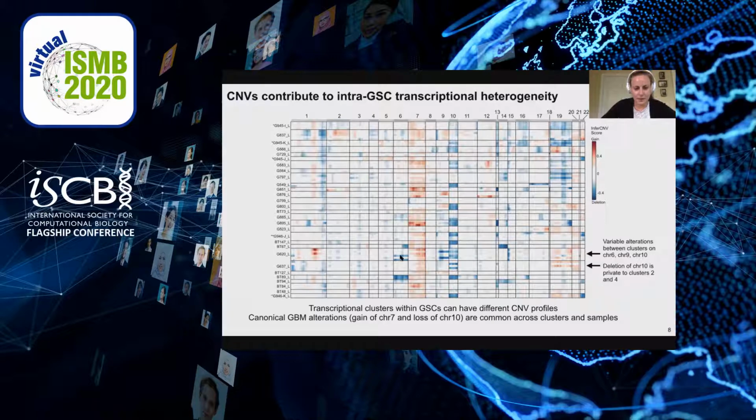So in some cases, 2 of the clusters here have a deletion of chromosome 6. Same thing goes for 9, where there's variable alterations across that. And also 4 of these 6 clusters have a deletion of chromosome 10, whereas 1 does not. This is the case for several other samples, including G637 down here, where we see that deletion of chromosome 10, a really classic GBM CNV, is private to only 2 of the 5 clusters in the sample. So what this tells us is that in addition to variation due to marker gene expression, there's also copy number variation going on here within these different cells.